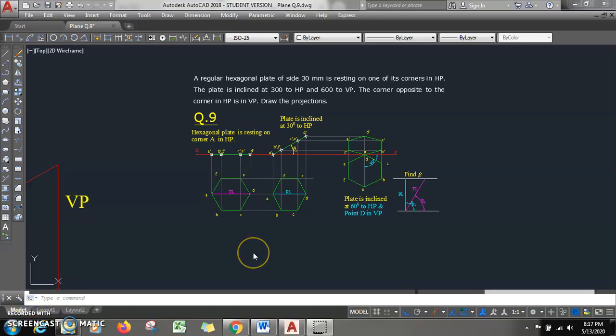In this video, we will solve one problem on projections of plane. Here the plane is a regular hexagon. Let us read out the problem statement first.